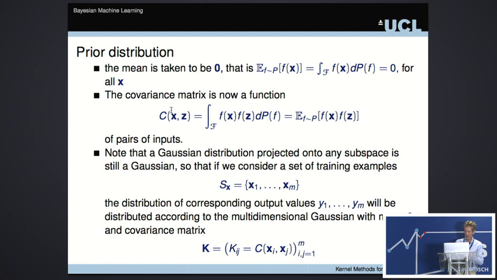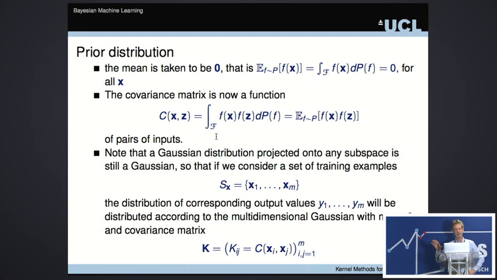So now if we take any particular finite set of training examples, x1 up to xm, then the distribution of the corresponding output values will be distributed according to a multi-dimensional Gaussian with mean zero and covariance matrix, the matrix made up of the entries ij is c of xi xj, so this covariance function. So that is the distribution we would observe of those values defined by that prior distribution. So effectively, the prior distribution is defined in this case by that covariance function.